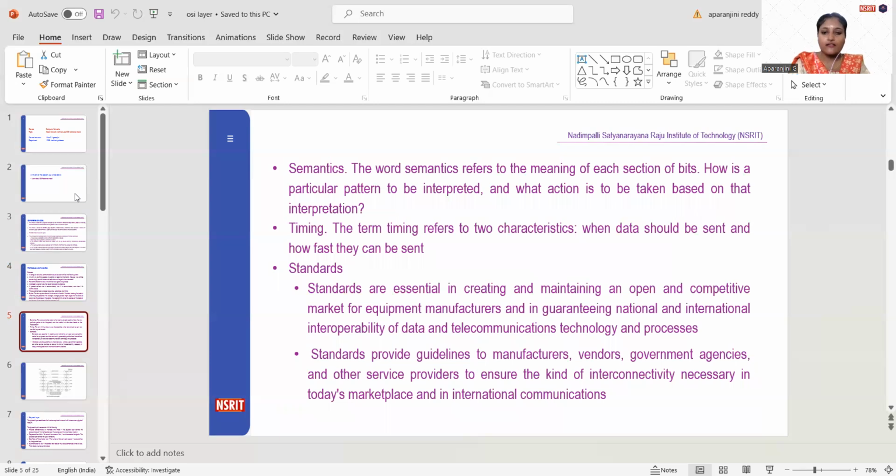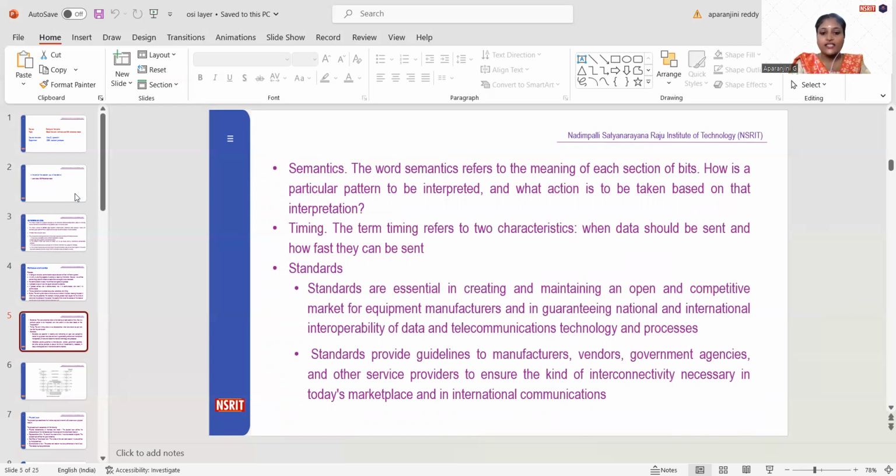Next, semantics. The word semantics refers to the meaning of each section of bits: how a particular pattern is to be interpreted, and what action is to be taken based on the interpretation. Timing. The term timing refers to two characteristics: when data should be sent and how fast they can be sent.